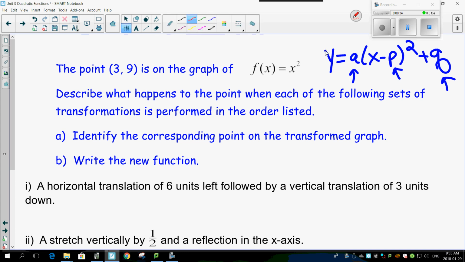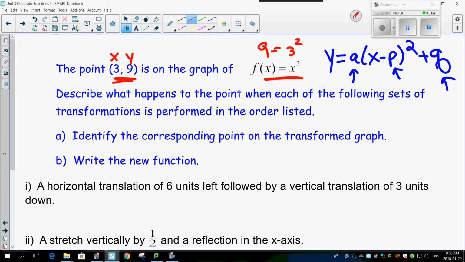But here we go. You've got a point, (3, 9), on this graph. Well, how can you prove that? Well, look, isn't that an x coordinate? Isn't that the y coordinate? Substitute it in. 3 squared, guess what? That equals 9. So there's your point, (3, 9).